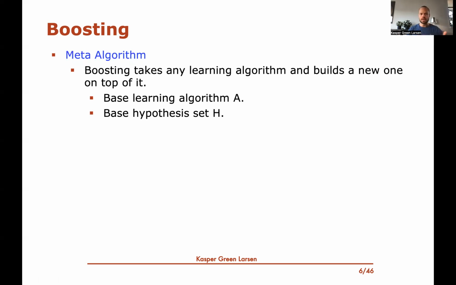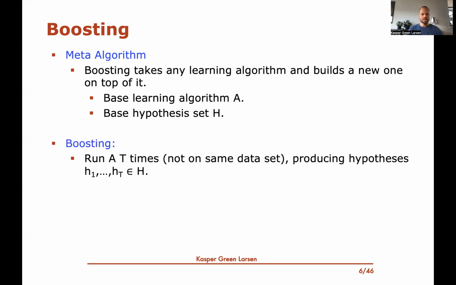So maybe your base learning algorithm is decision trees. Maybe your base learning algorithm is linear models where you take the sign. So you have a base hypothesis set from which the base learning algorithm outputs its hypotheses. And now the basic idea in boosting is that you are going to run this base learning algorithm T times for some T that you choose. Or maybe you can stop based on validation and so on.